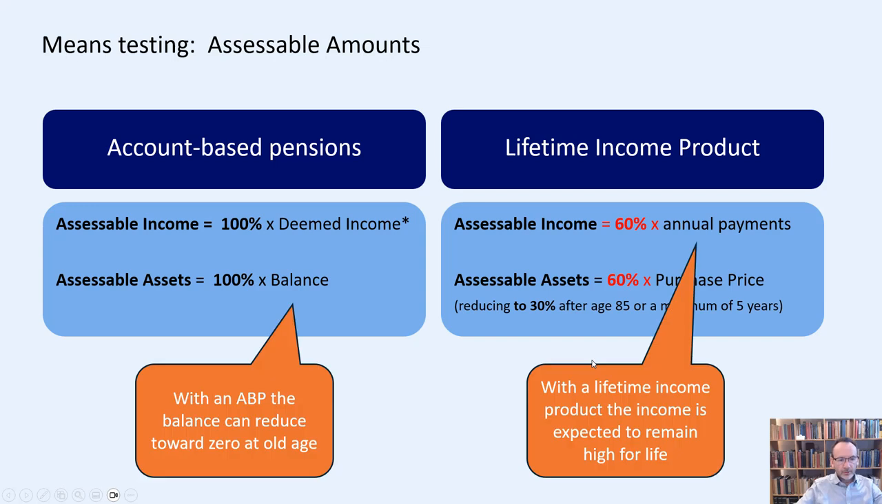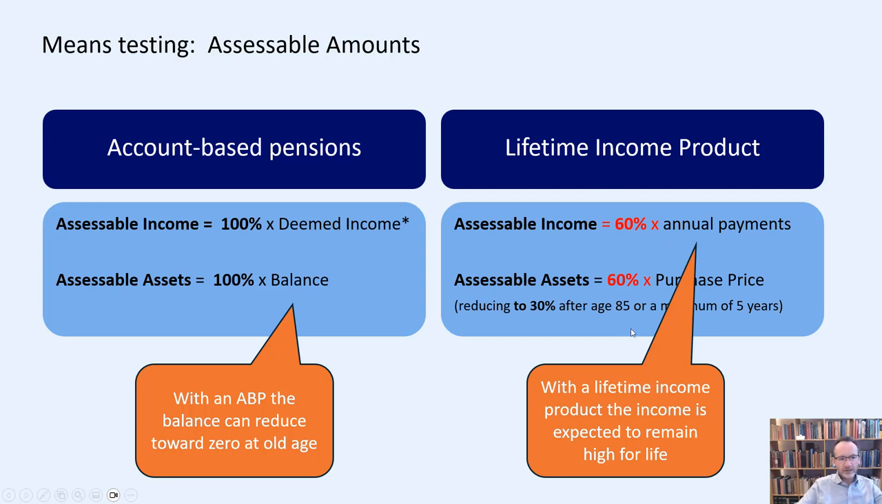A couple of things to point out. With an account-based pension, the assessable asset value can head towards zero in old age. So as your balance runs out, the assessable asset value reduces, and obviously your balance and your deemed income reduce, which means as you get older, you can end up with a higher age pension.